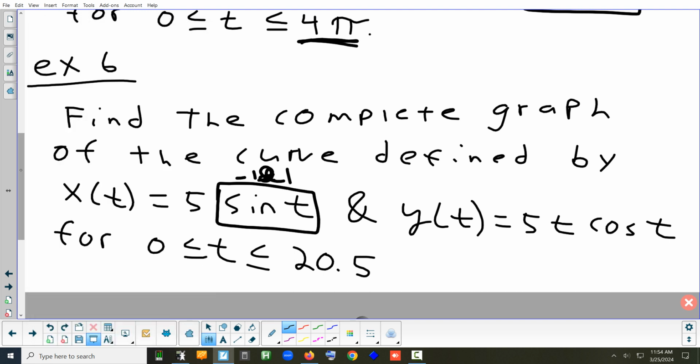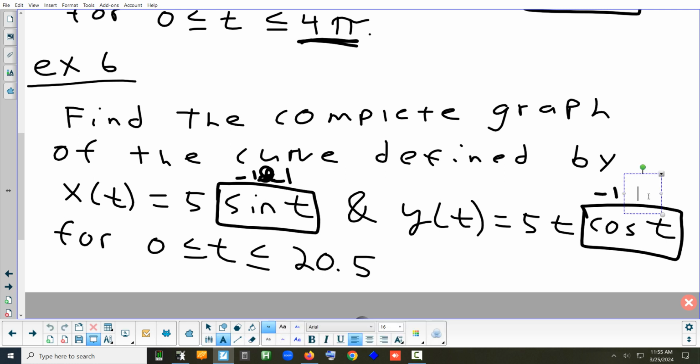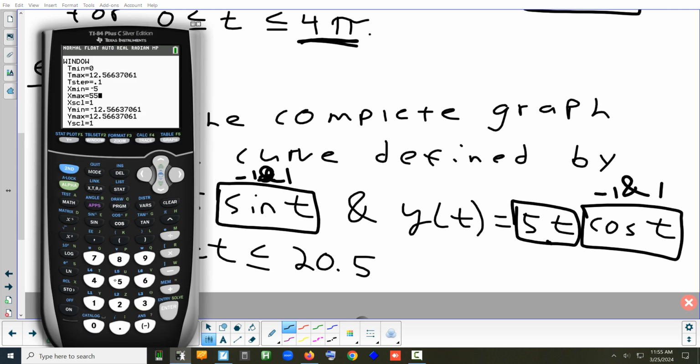Now let's look at the y's. What's cosine t always between? Negative 1 to 1. And now think about this part, 5t. What's the biggest that this part could ever be? 5 times 20.5. That's the biggest. 102.5.